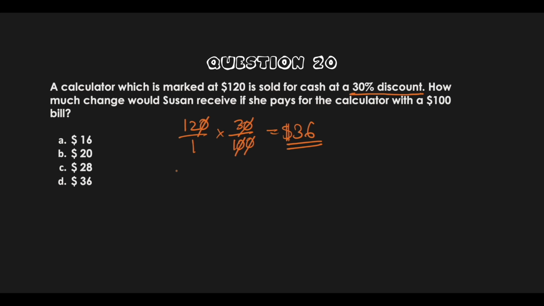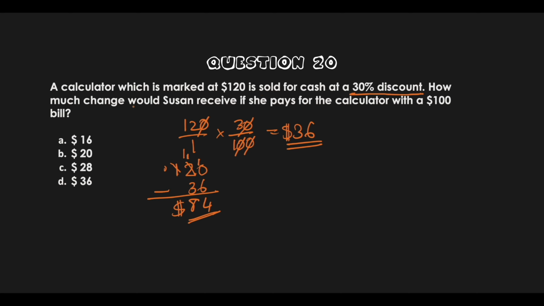So if we need to figure out how much we actually paid, it's going to be 120 take away 36. So we borrow from this. 10 take away 6 is 4. Come again. So 11 take away 3 is going to give us 8. So $84. So we spent $84 to get the calculator.